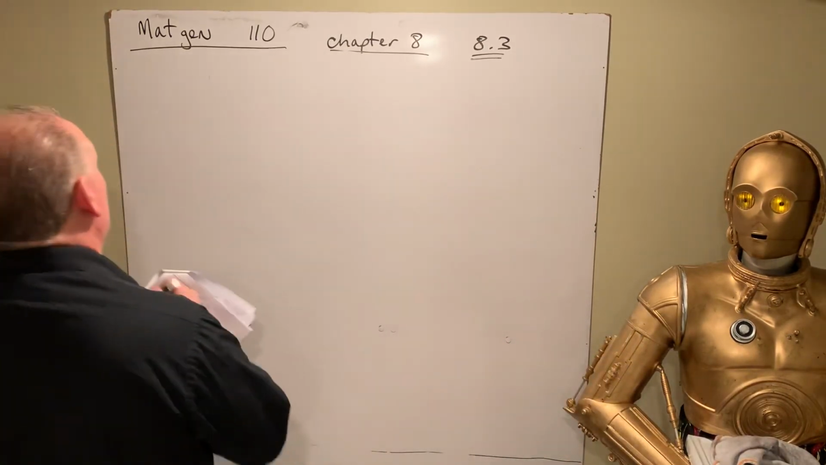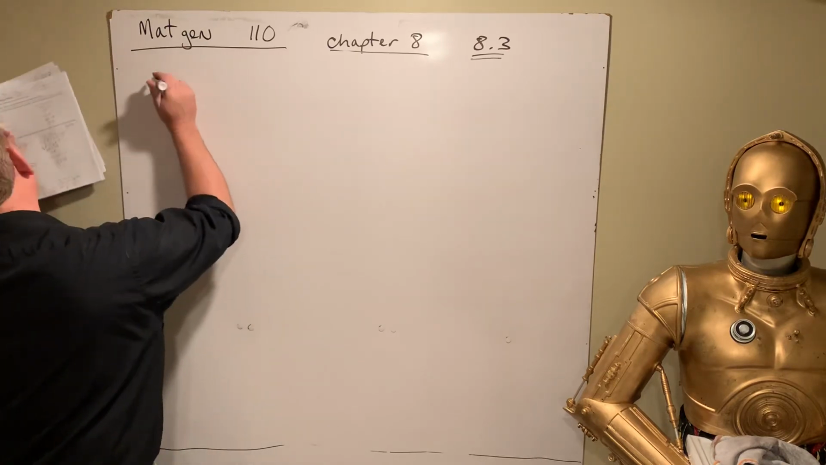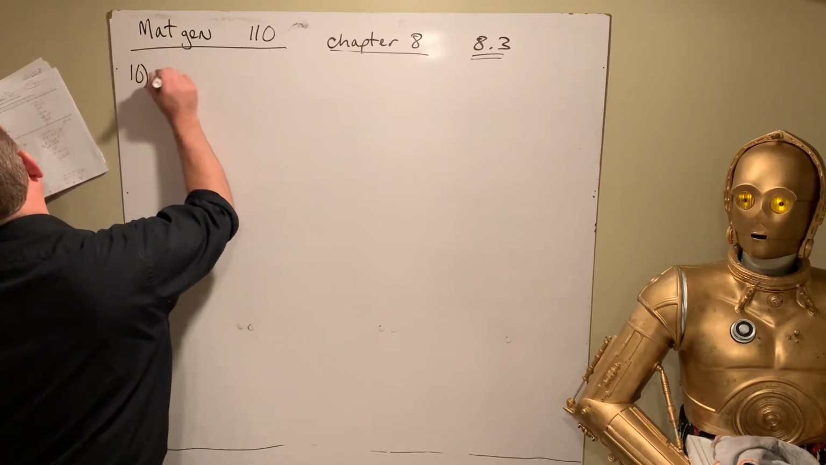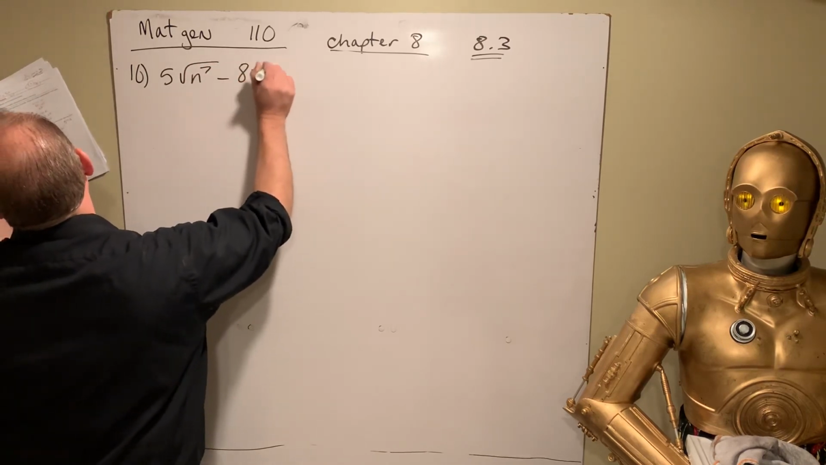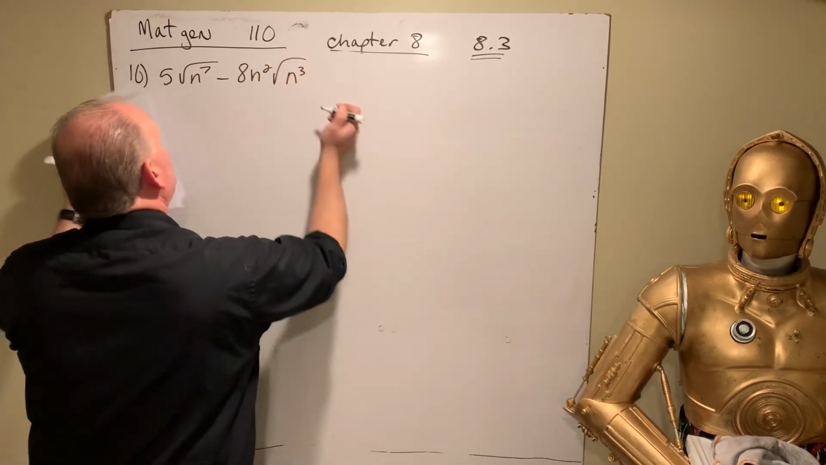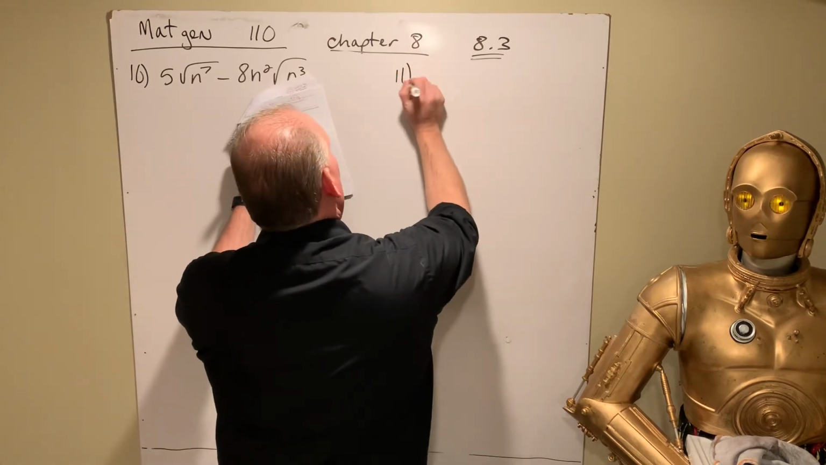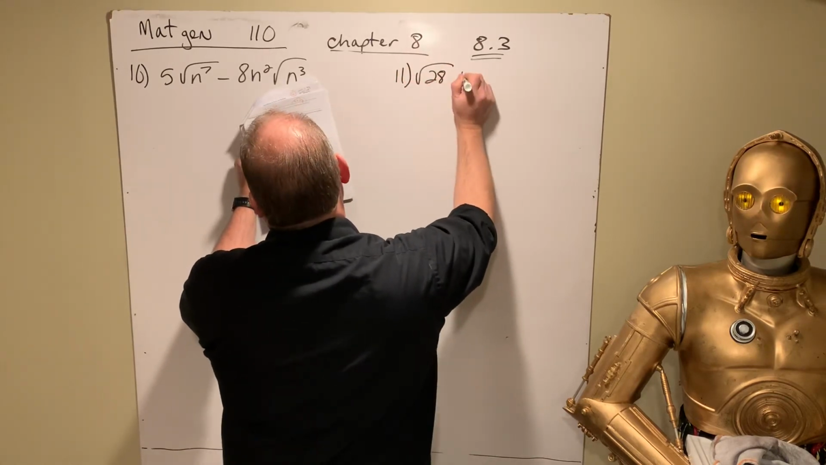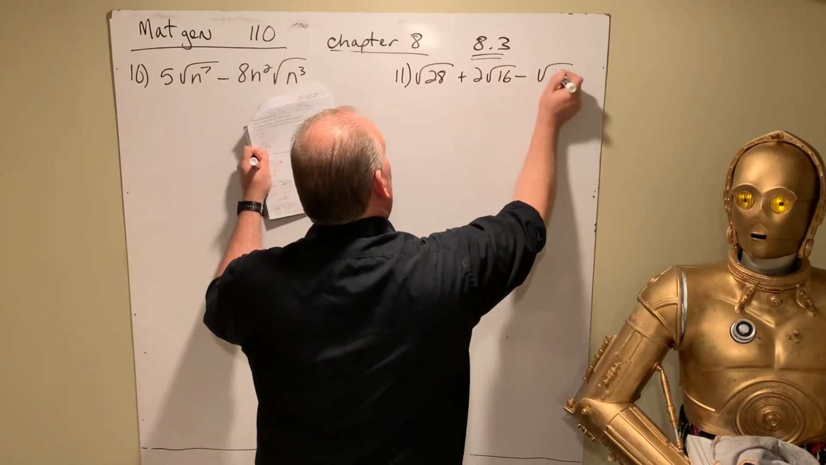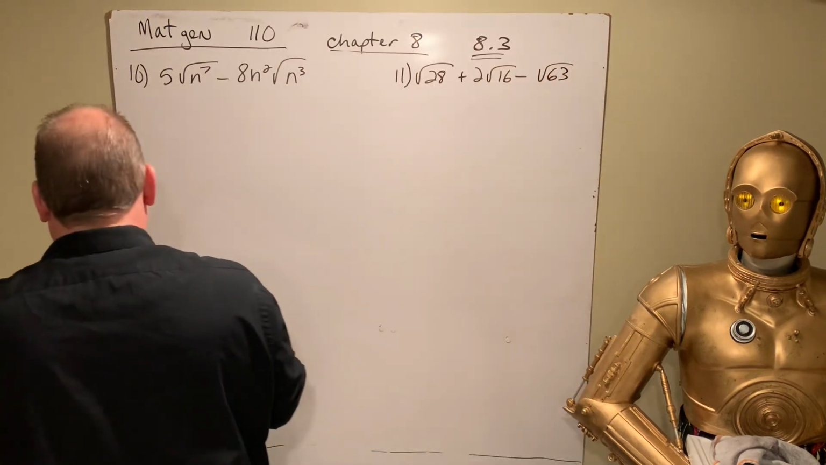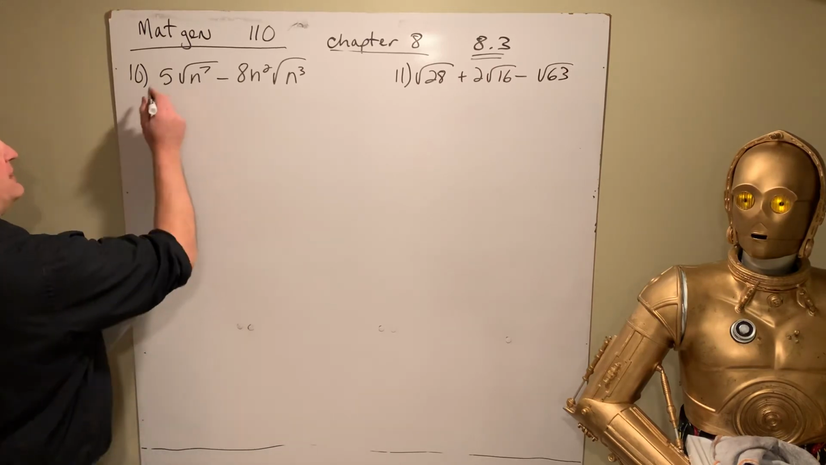So that is number 10, 5 square roots of n to the 7th minus 8n squared square roots of n cubed. And number 11, square root of 28 plus 2 square roots of 16 minus the square root of 63. All right, so perfects and leftovers.